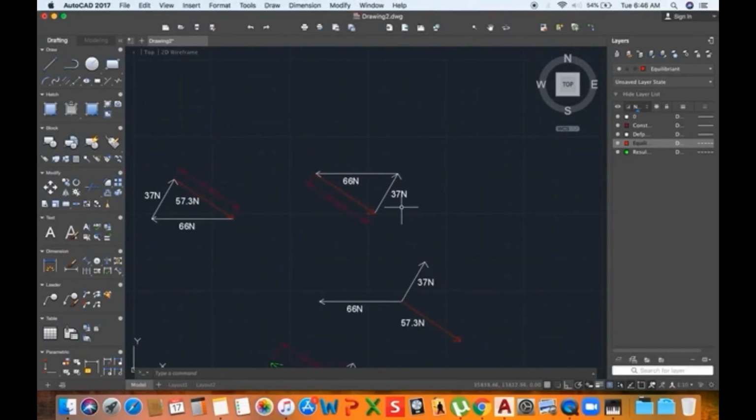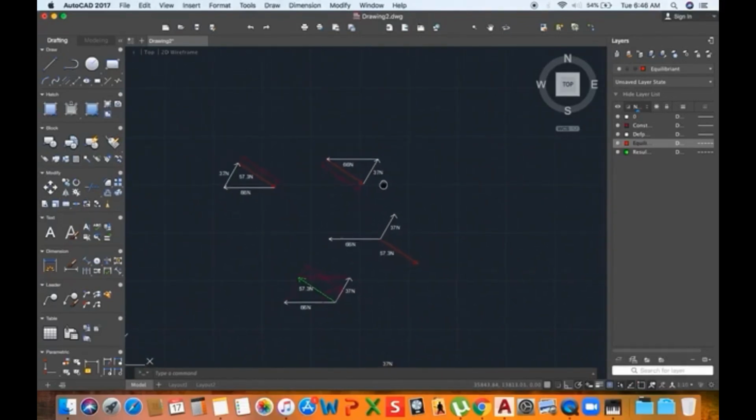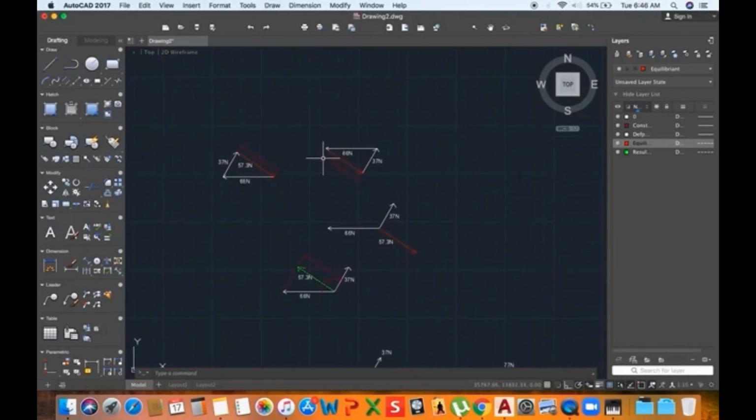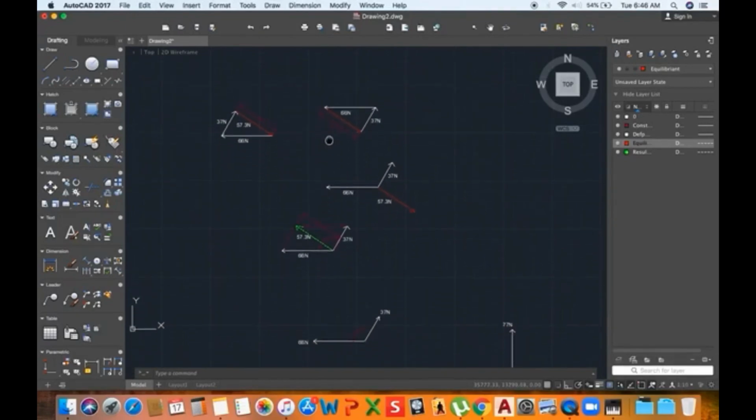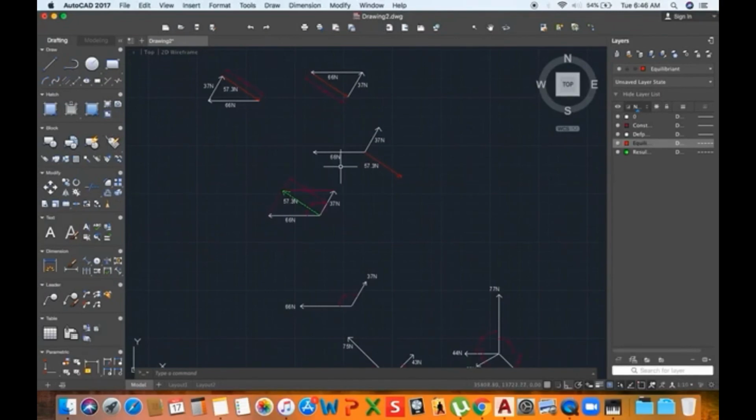Please stick around for the next video, which will show you how to use the polygon of forces method to solve for the resultant force of a number of forces acting on a body. This can be 3 forces or more than 3 forces.